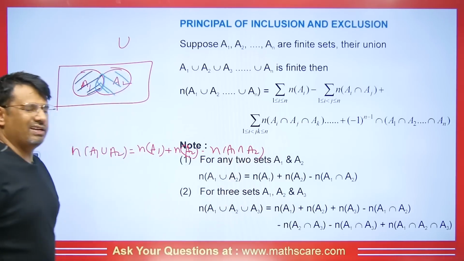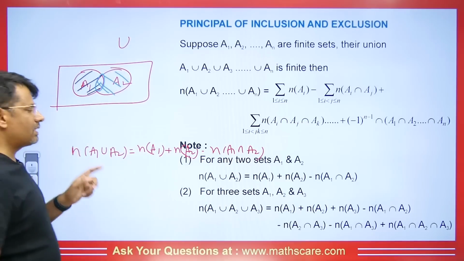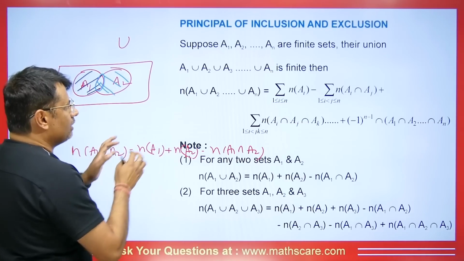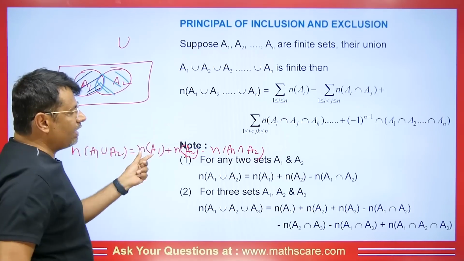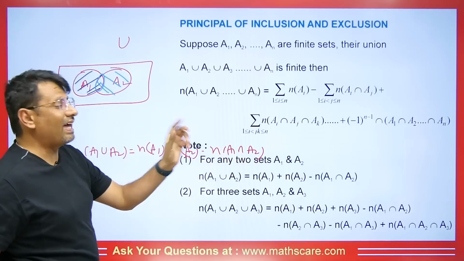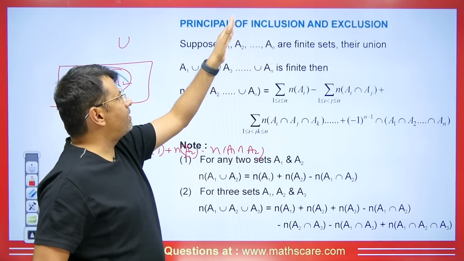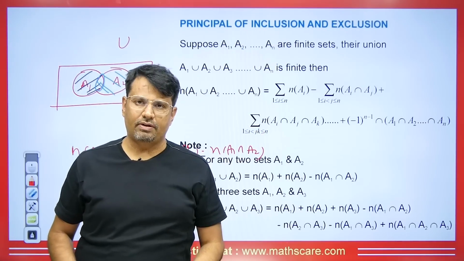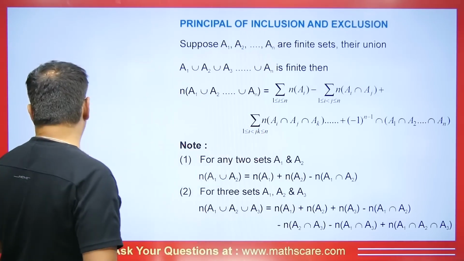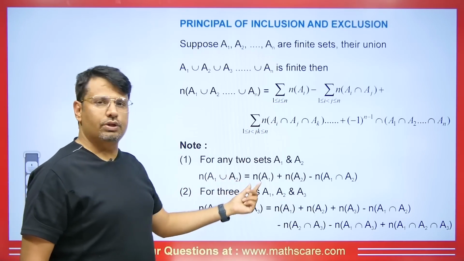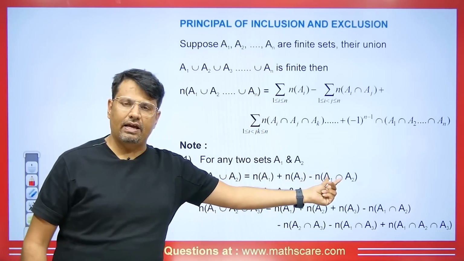It's crucial to remember that while we include n(A1) and n(A2) in our count, we must exclude the double counts. Hence, it is called the principle of inclusion and exclusion, right? It's important to understand this theorem. n(A1 union A2) is equal to n(A1) plus n(A2) minus n(A1 intersection A2).